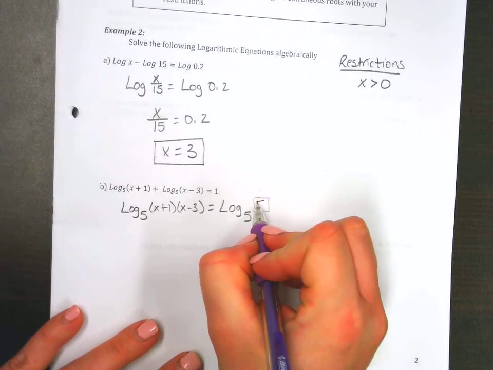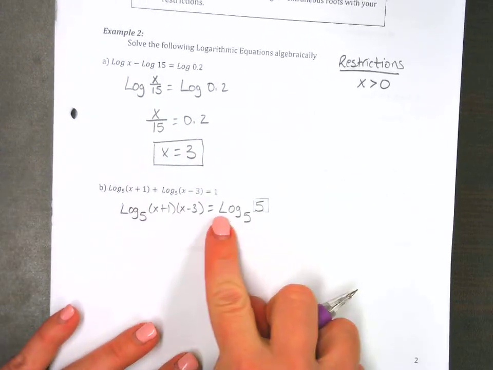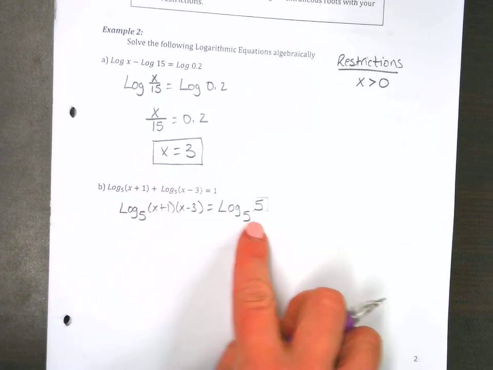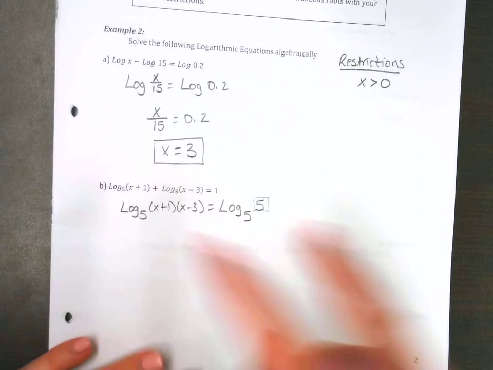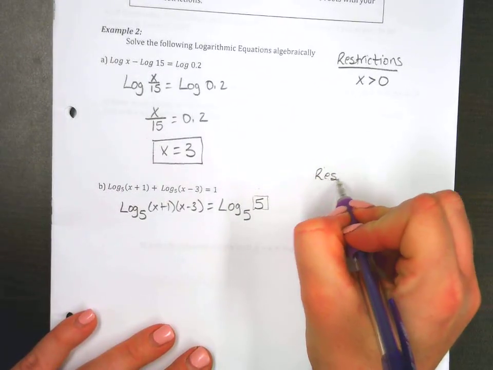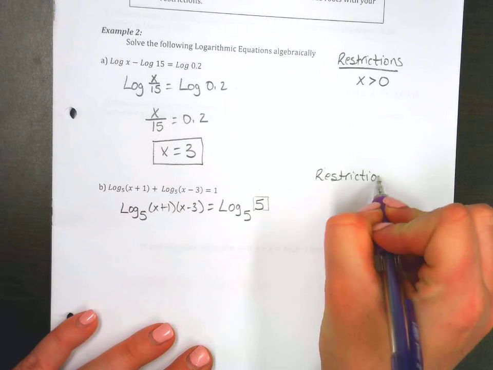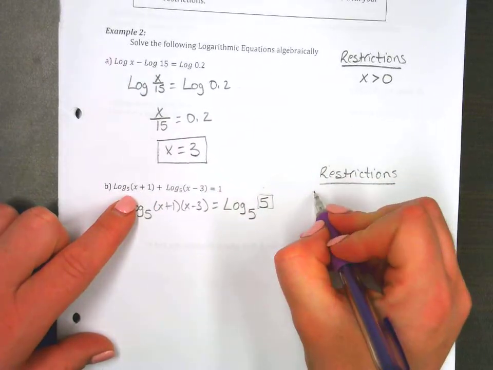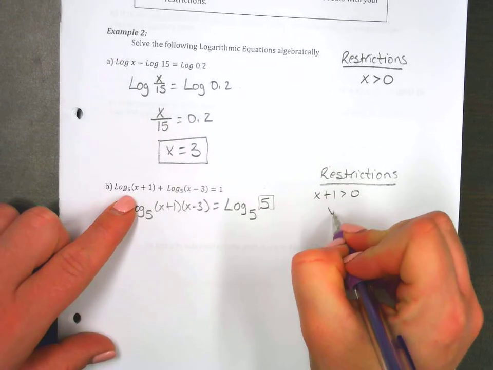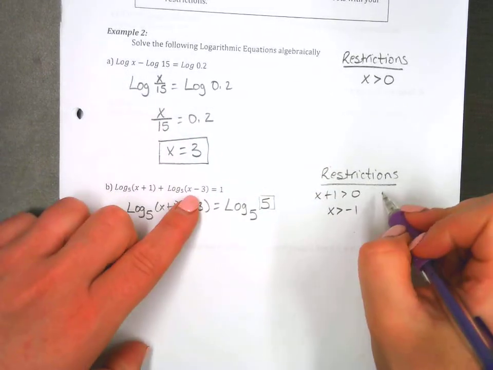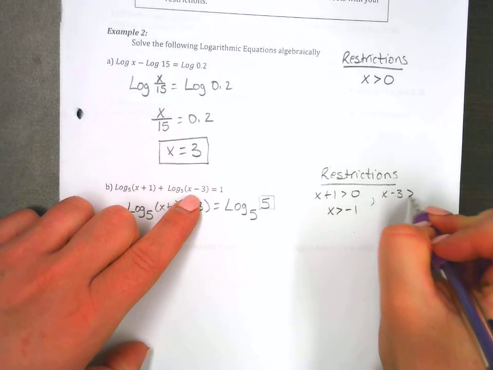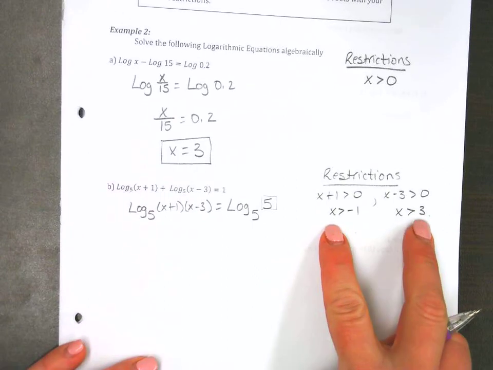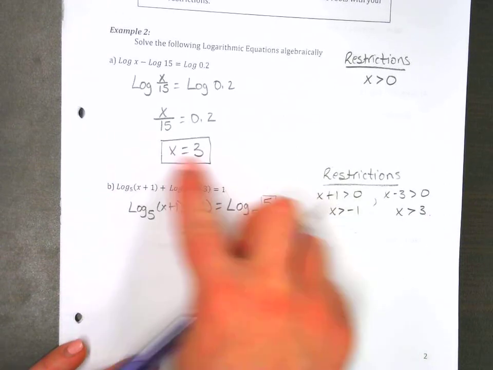Oh, before we do that, let's just talk about our restrictions before we go any further. Our restrictions on x: this logarithm tells me that x plus 1 has to be greater than 0, so x would have to be greater than negative 1. This tells me that x minus 3 has to be greater than 0, so x has to be greater than 3. So the restriction that is going to satisfy the entire equation will always be your larger restriction. So technically all of my x values, my solutions, would have to be greater than 3.